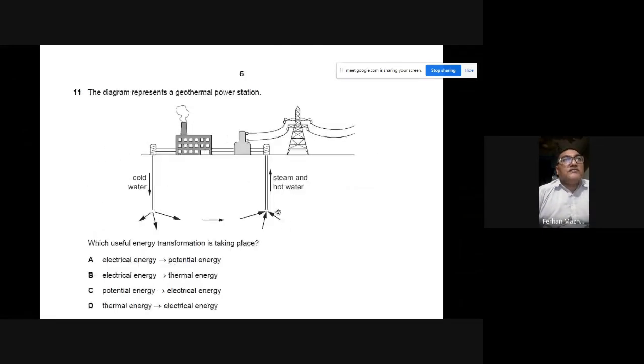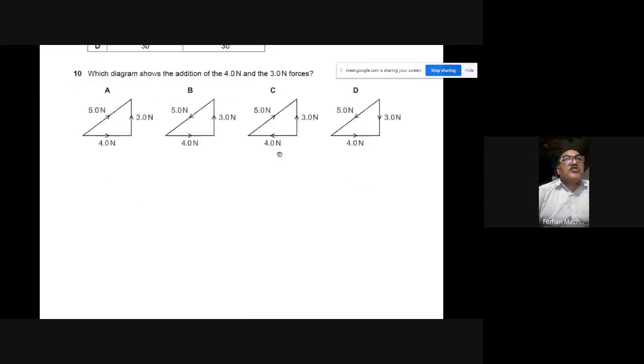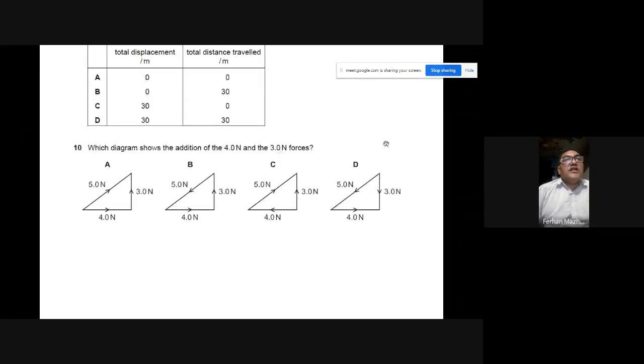Question number 10 is right now on your screen. Which diagram shows the addition of 4 Newton and 3 Newton forces? These two forces are to be added, and he has used the triangular law, which is the head to tail rule. When you use this triangular law, you place the tail of the second vector on the head of the first vector, and then you join the tail of the first vector with the head of the last vector. That gives you the resultant force.